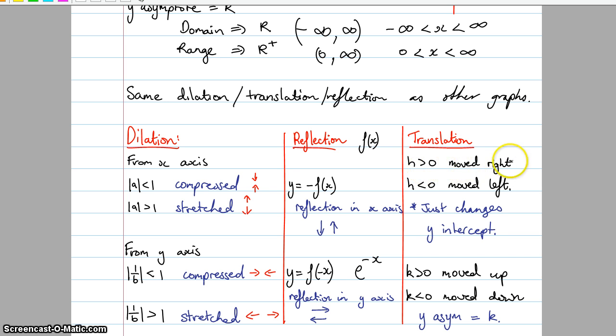We can also move it left and right, up or down, but really we'll just look at the left or right here. The only thing that it really changes is the y-intercept. That's the only noticeable change that we can see, unless you've got both graphs on the same axis. And we can also move it up and down, and moving it up and down changes the y-asymptote. Okay, there's no x-asymptote for these graphs.